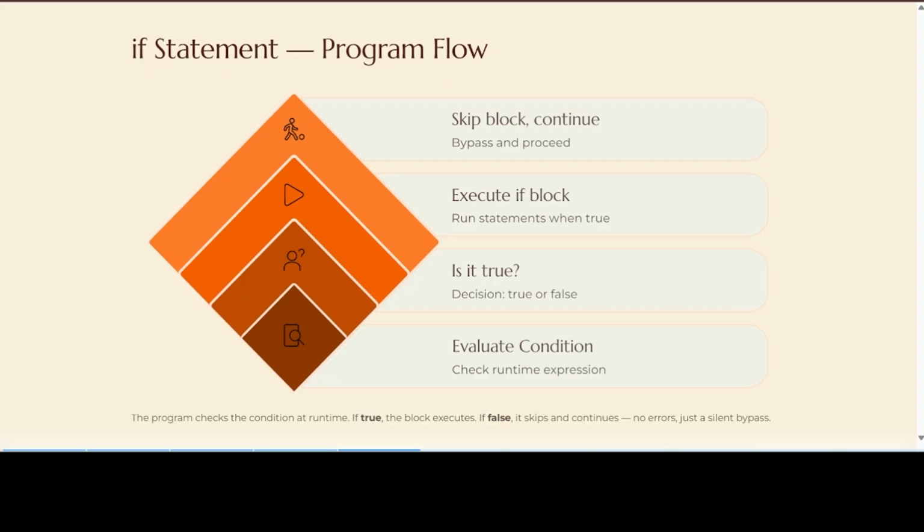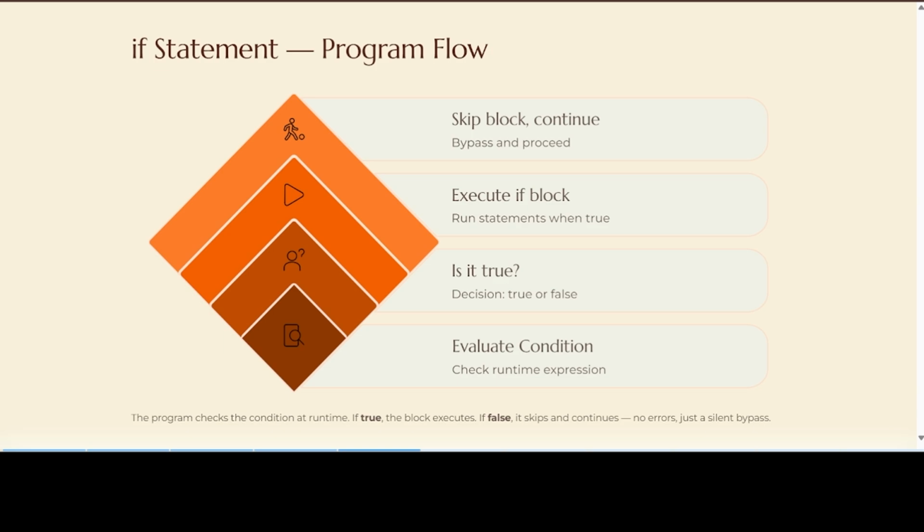Next, the program flow of the if statement. Whenever Java reaches an if statement, it asks one question: is the condition true? If yes, it executes the block. If no, it skips the block and continues with the next line of code. No error occurs. Java simply ignores the block. If the if condition is false, it doesn't show any error. It will execute the else block if there is one. That is the program flow of the if statement.